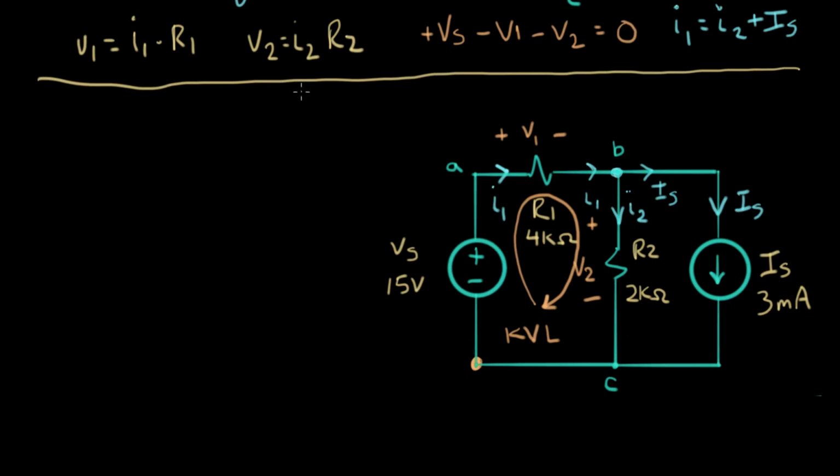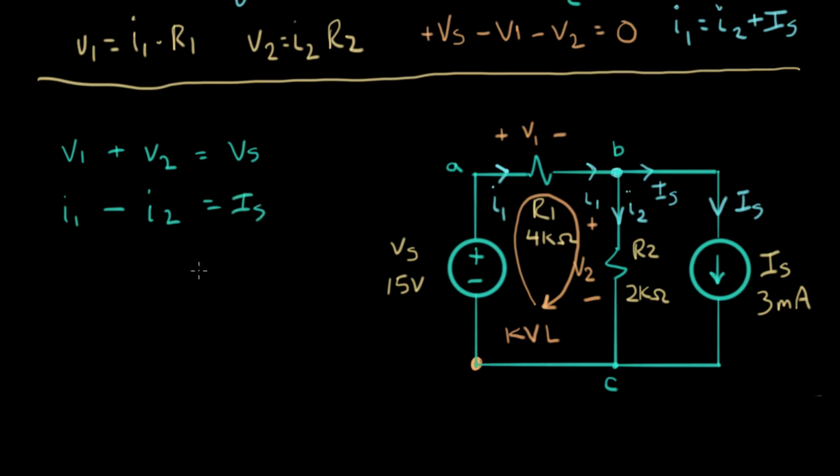So the first one we're going to bring down is the voltage statement here, which I can write as V1 plus V2 equals Vs. I'm going to bring down the I equation over here. It's going to be I1 minus I2 equals Is.